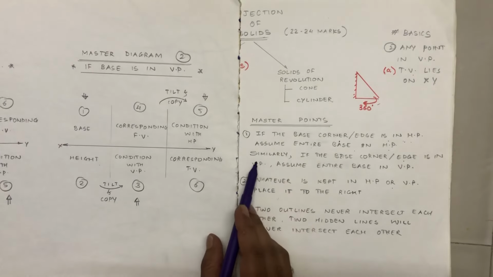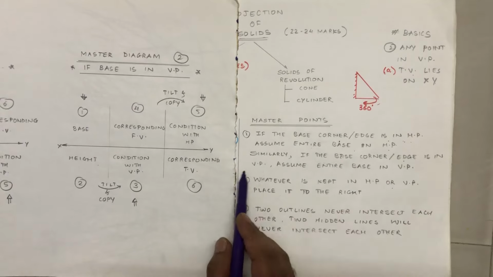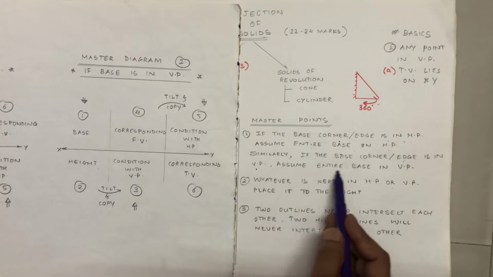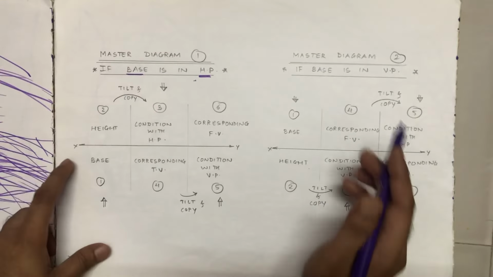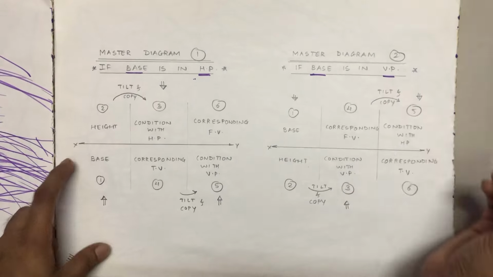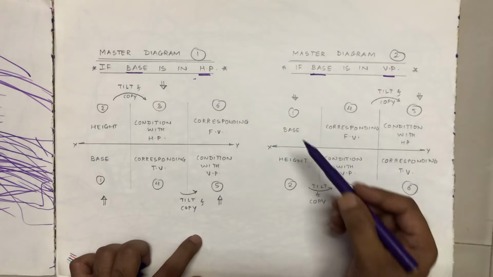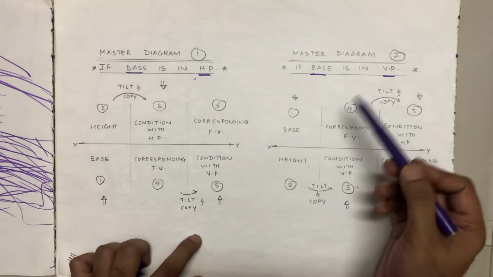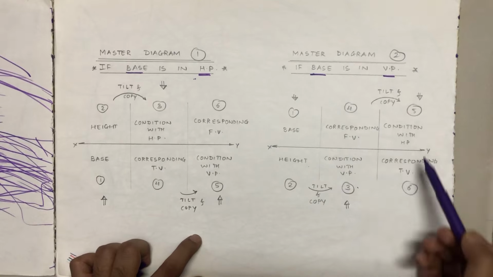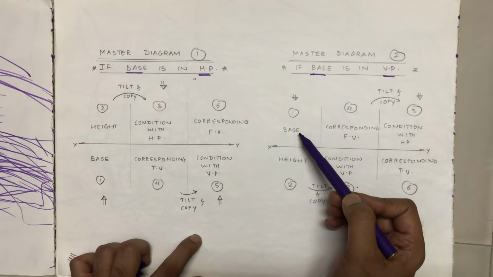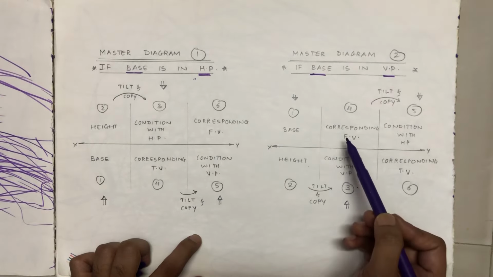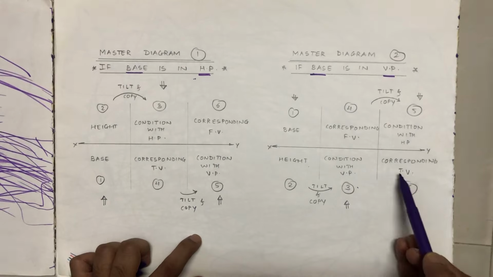Again, as I said, master point 1 says, similarly, if the base corner or the base edge is in VP, we read the problem and we'll see something of this kind is given. Then we'll assume the entire base in VP. Now, if the base is in VP, we are going to follow this master diagram. Again, the numbers here tell the sequence in which you should complete the problem. Base, it is exactly opposite to this. Base, height, here a condition with VP will come. Corresponding front view, condition with HP, and corresponding top view.